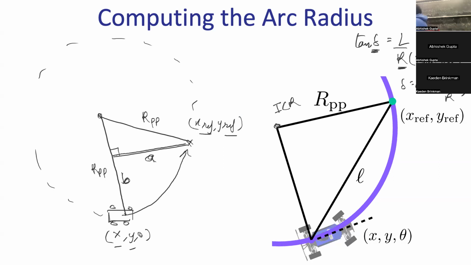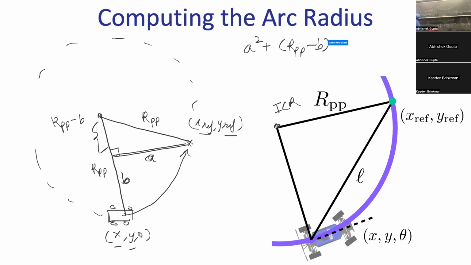So what we want to do here is I have drawn this right angle triangle, right? And now I'm going to use some basic Pythagoras theorem. I'm going to say this distance here is going to be R_PP minus B. And this is a right angle triangle. So A squared plus (R_PP minus B) the whole squared is equal to R_PP squared. Just basic Pythagoras theorem on this triangle right here.